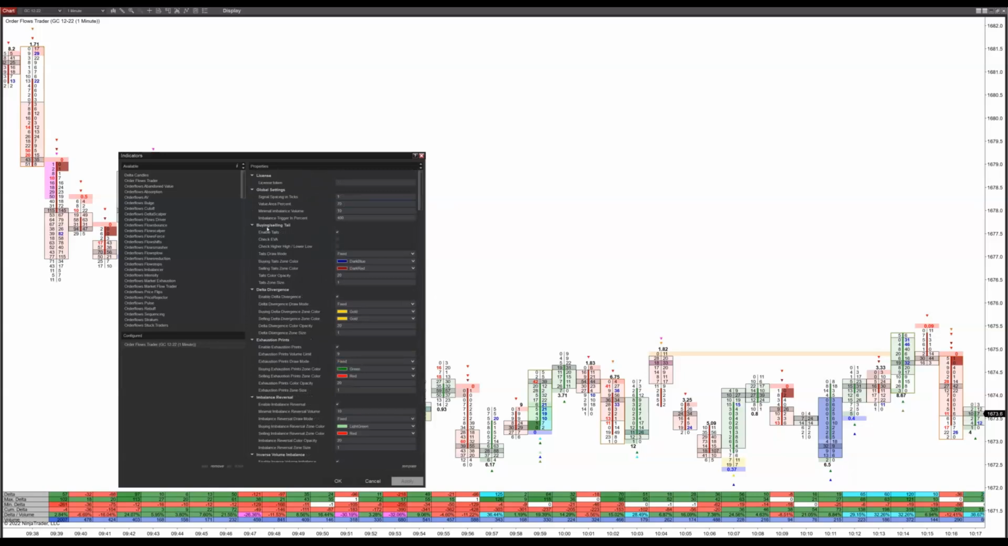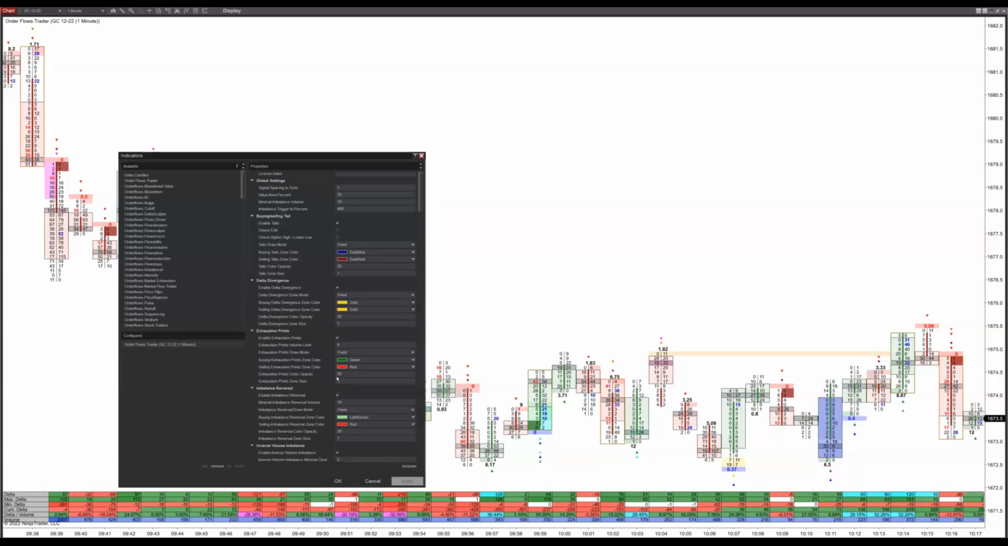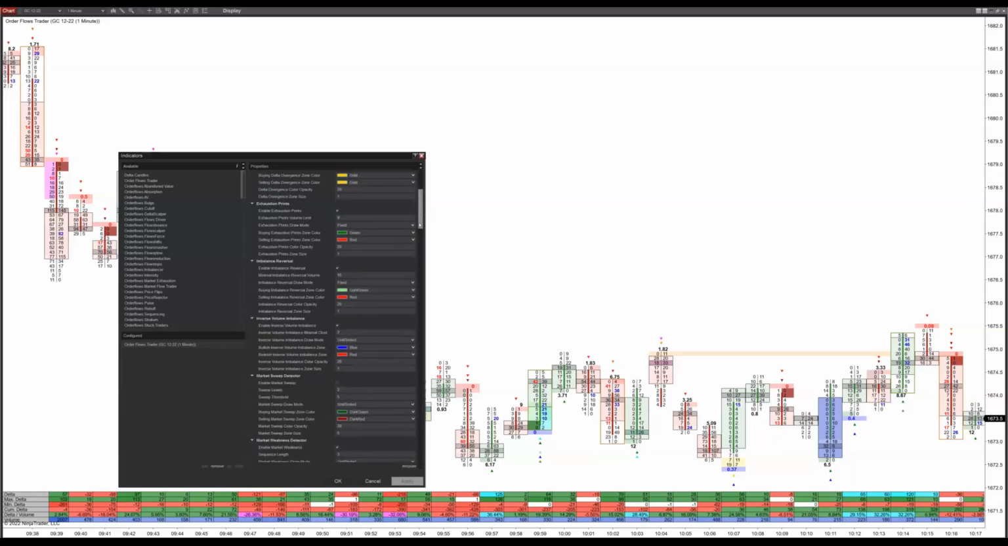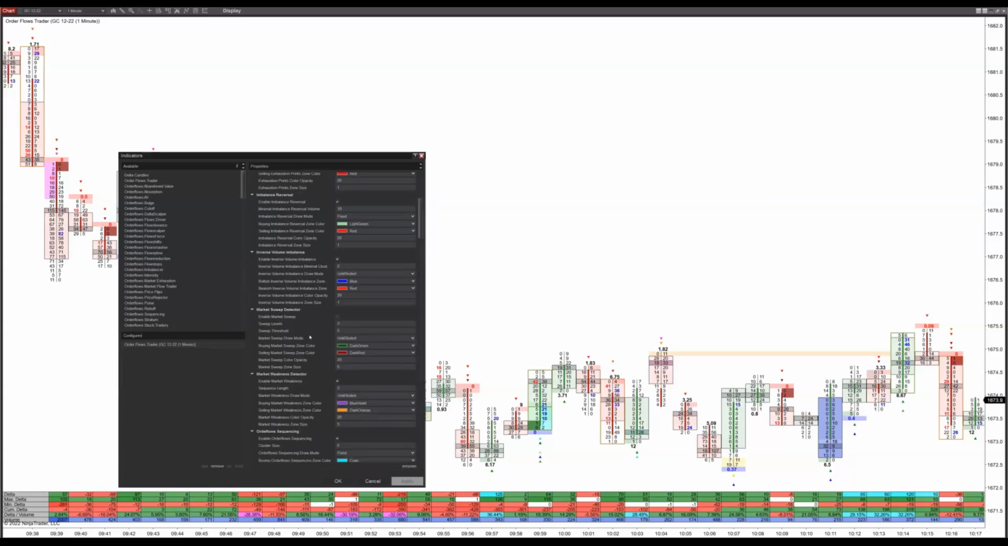Now, again, we've got a whole laundry list of indicators programmed inside of the Orderflows Trader. The default has some enabled, some disabled, and these are the ones that I focus on in most markets. Now things that are disabled, like market sweep.